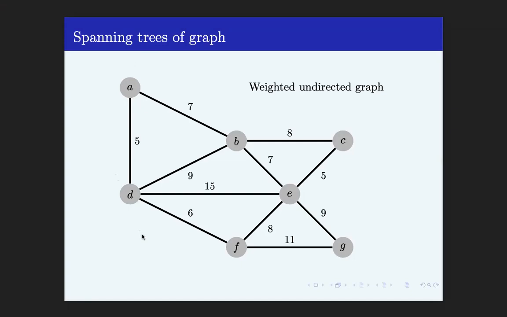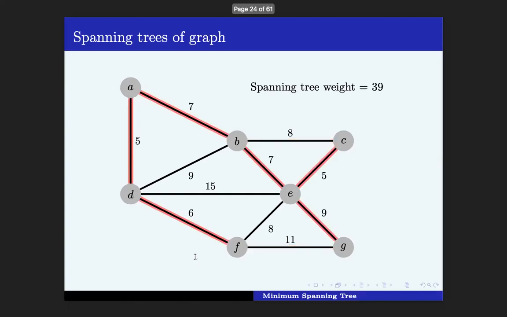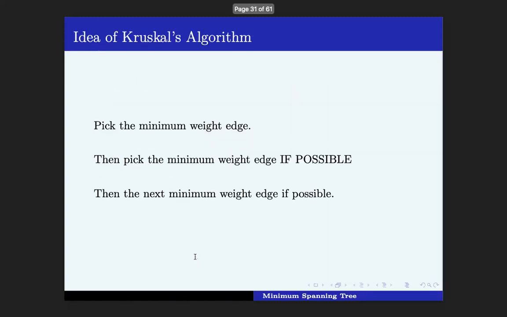So the first and most natural thing to do when you start creating a greedy algorithm is this: I have found out that there exists an MST which contains the minimum edge. So why don't I start by picking up the minimum edge? That's the most simple idea. And that is exactly what we will do. We will pick the minimum weight edge.